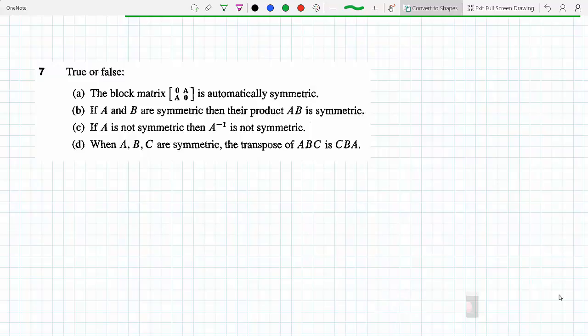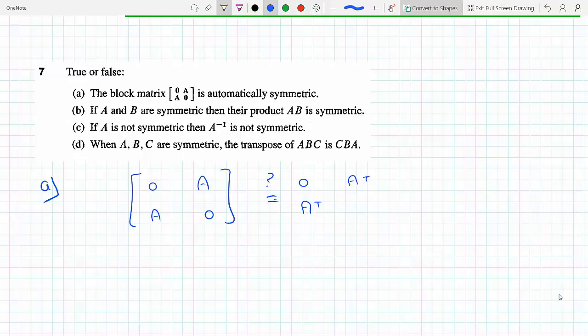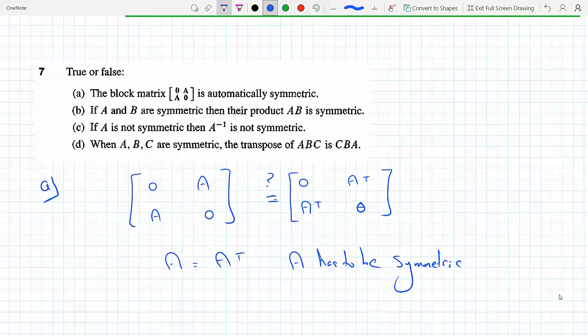True or false? Block matrix A is automatically symmetric. Yeah, no, that's a false statement. You know why? Because this has to be symmetric if it is equal to its transpose, and its transpose will be 0 A transpose and A transpose 0, which means A has to equal A transpose. So A has to be symmetric for it to be symmetric. But it doesn't say that. So it's not necessarily true, no. So A is false.